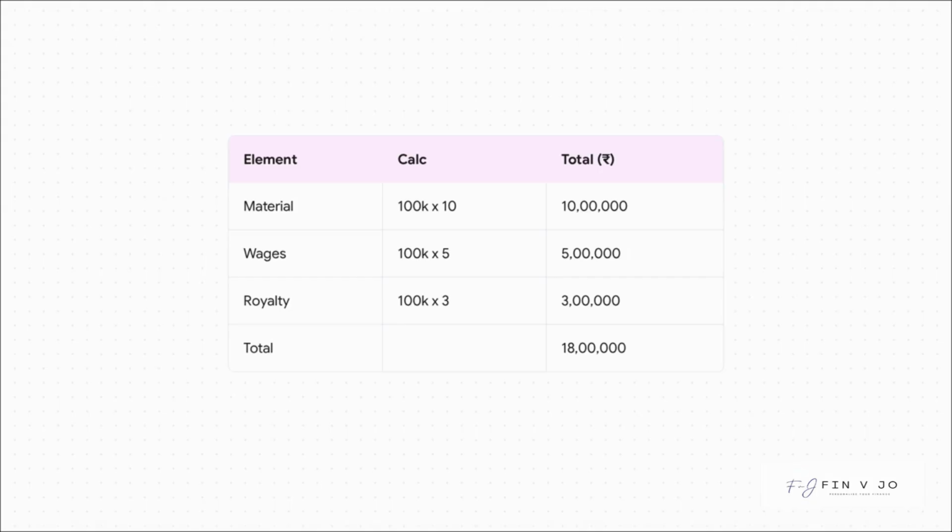Now, just look at how amazingly simple the math becomes when you categorize everything correctly. Since these are all direct costs linked directly to production volume, you literally just multiply your 100,000 unit volume by each individual cost element. So that's 10 lakhs for raw material, 5 lakhs for direct wages, and 3 lakhs for the royalty expense. Add those up, and you reach your final total manufacturing cost of 18 lakhs. See, it's really just about staying organized.